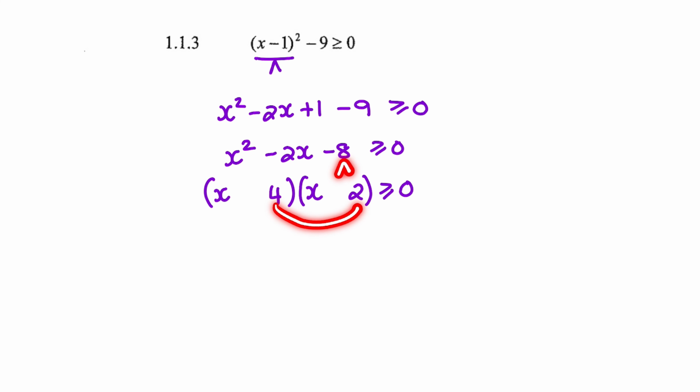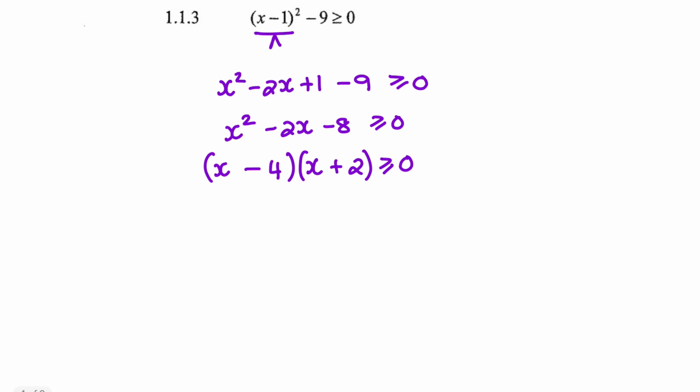So 4 times 2 would be the 8. But I need a negative 2x in the middle. So I'll have x minus 4 and x plus 2. So look, when I factorize, it's minus 4 times plus 2 will give me minus 8. But minus 4x plus 2x will give me negative 2x. That leads me to two critical values of x is equal to 4 and x is equal to negative 2.